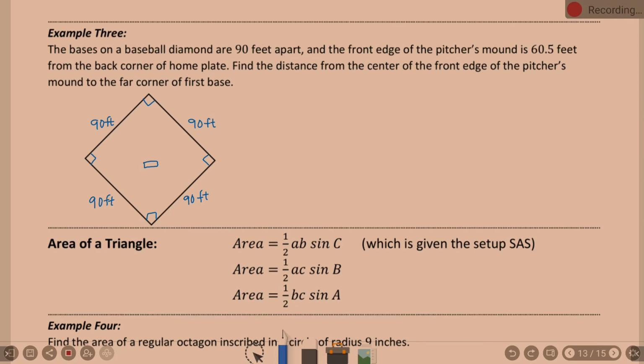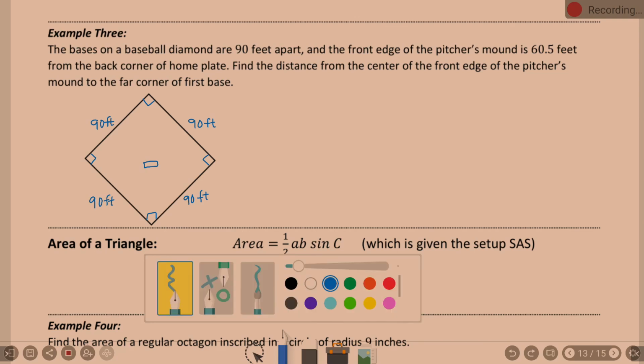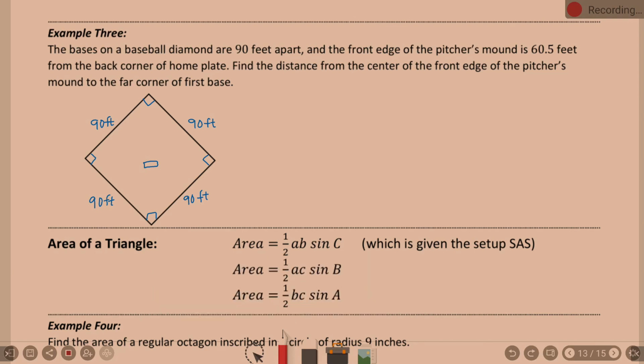Now, what they tell us is the front edge of the pitcher's mound is 60.5 feet from the back corner of home plate. So what we're looking at here is that the front edge of the pitcher's mound to the back corner of home plate is 60.5 feet. The question is to find the distance from the center of the front edge of the pitcher's mound to the far corner of first base.